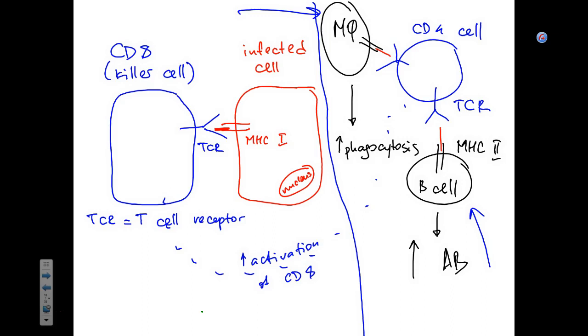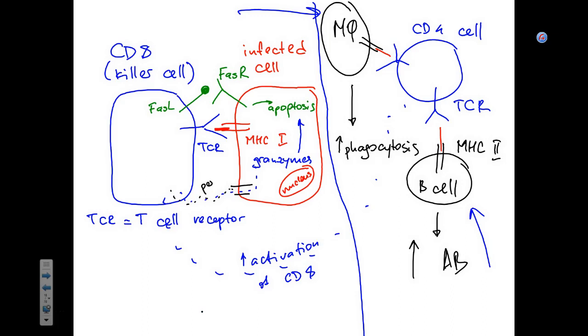There are two options. Option one is Fas ligand and Fas receptor. When they match, it leads to apoptosis. Another way is to produce perforins. What do perforins do? They puncture, they perforate. So they form a pore, and then granzymes enter the infected cell and also cause apoptosis. Does that make sense? It's pretty much the Fas ligand, Fas receptor interaction, and the second, the perforin-granzyme system.